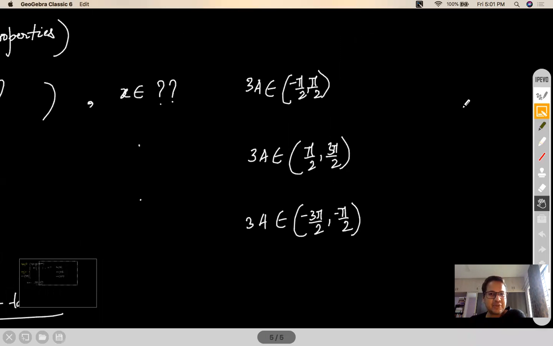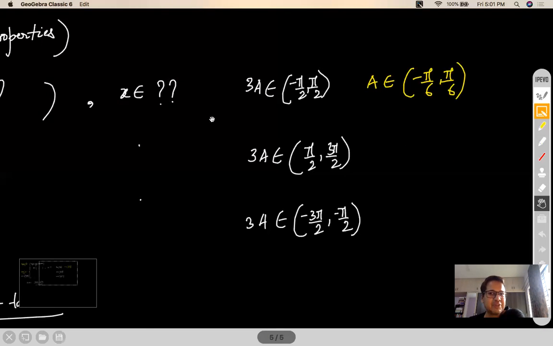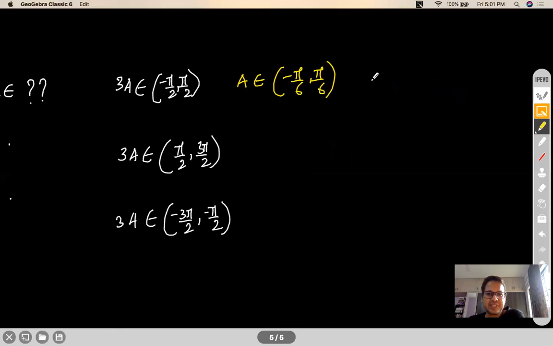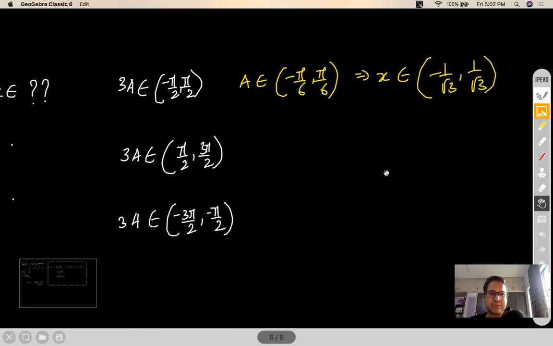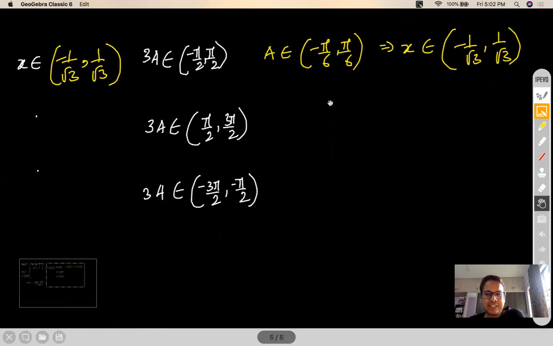If this is the 3A interval, that means your A interval is between minus pi by 6 to pi by 6. Correct? And A was your tan inverse x, right? So you just take tan of these two angles. If you take tan of these two angles, you'll end up getting minus 1 by root 3 to 1 by root 3. So the first interval that you should be getting is open interval minus 1 by root 3 to 1 by root 3. And well done. Most of you have got it. Good work. You didn't take any of my help for this.